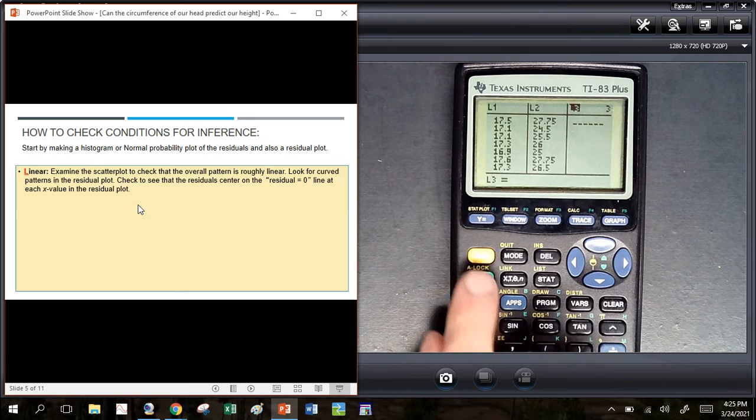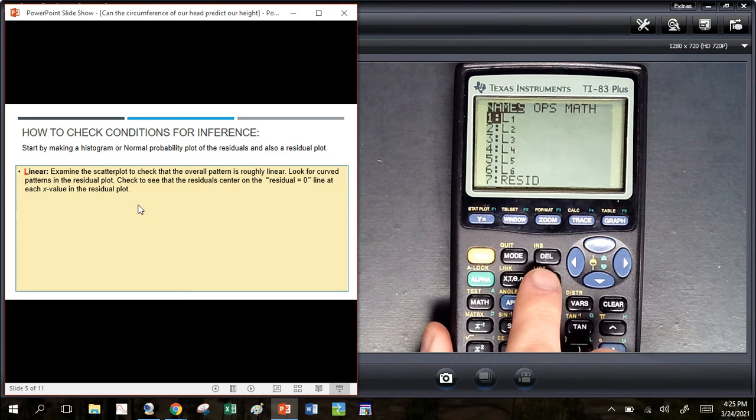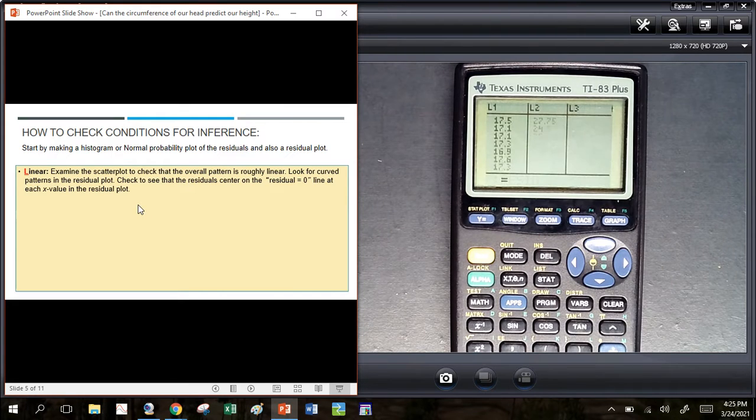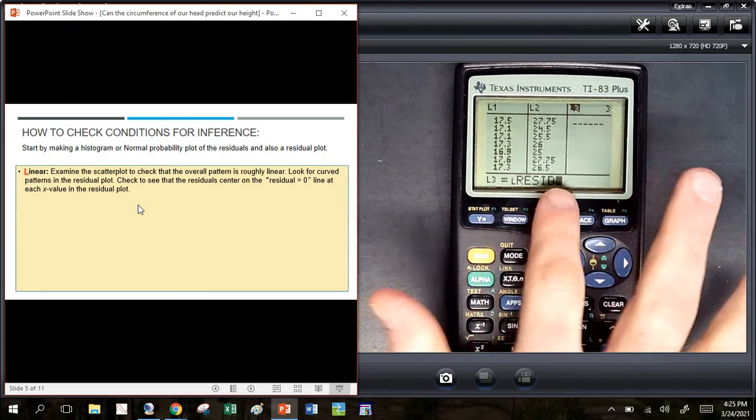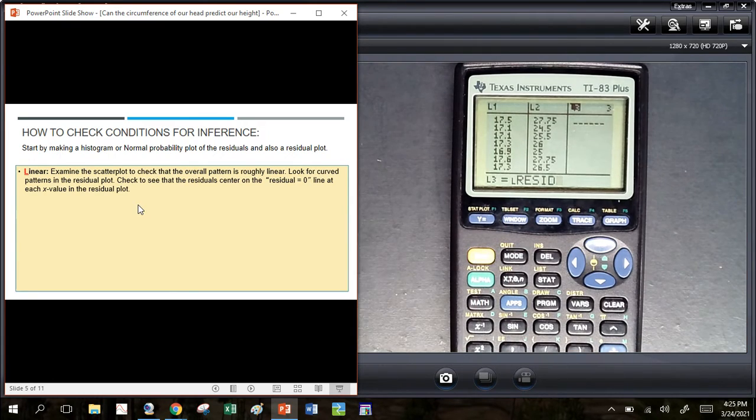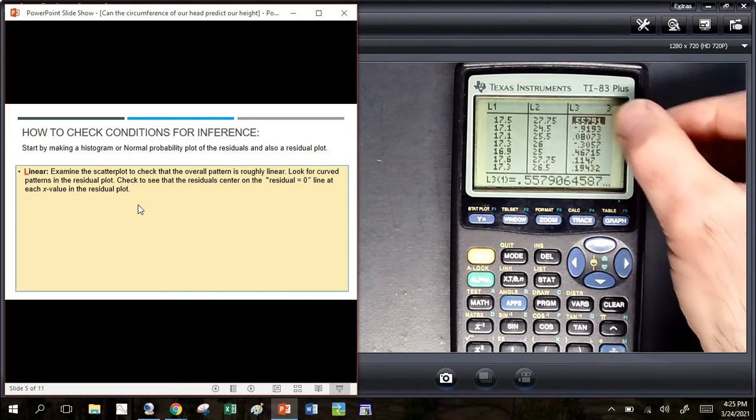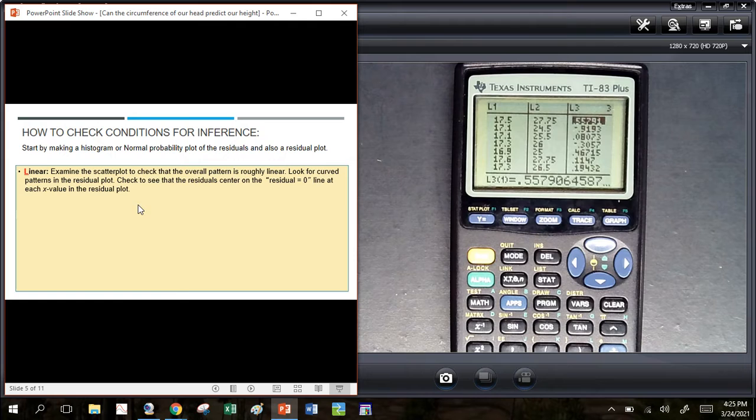I can go to 2nd List, which is the Stat button, and I can go down to number 7, which is RESID, residuals. Now, only do this if you've done the least squares regression equation, which I just did. If you haven't, make sure you do it, so that when we calculate the residuals, it's calculating the residuals for this data. So if I press enter, it gives me all the residuals for these 10 children. So now let's go ahead and do a residual plot.